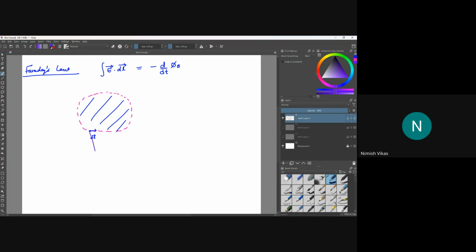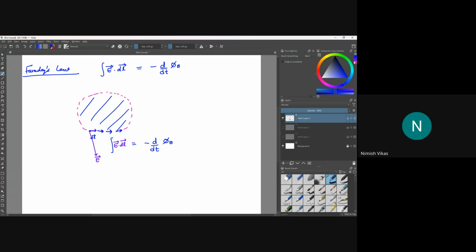Let's say at that point the electric field is like this. From here to here, find out E bar dot dl bar. Once you do that, jump forward again for that dl bar, and again find out E bar dot dl bar. Jump forward again, find out E bar dot dl bar. Then just add all of them. So that's what integral E bar dot dl bar means. So that is equal to minus d by dt of flux.